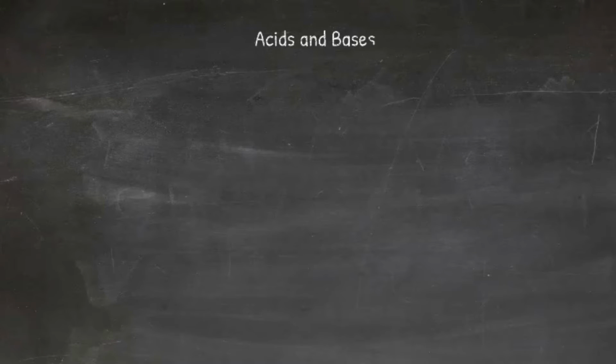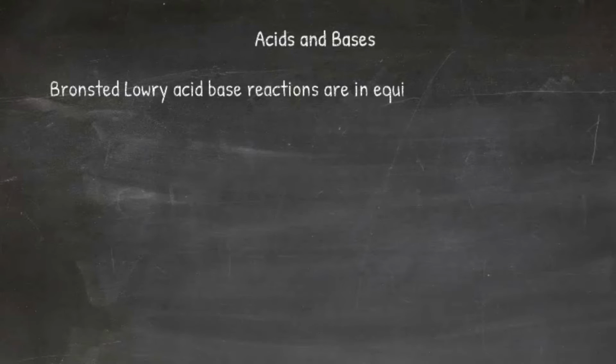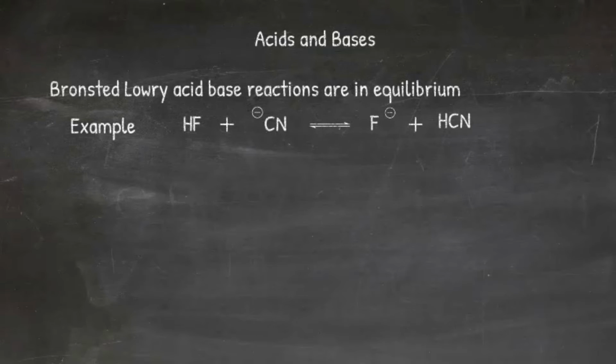Acids and bases. This tutorial shows you how to determine the equilibrium position quantitatively. In this reaction, this is a Bronsted-Lowry equilibrium between two acids, hydrofluoric acid, HF, on the left, and cyanic acid, HCN, on the right of the equation.